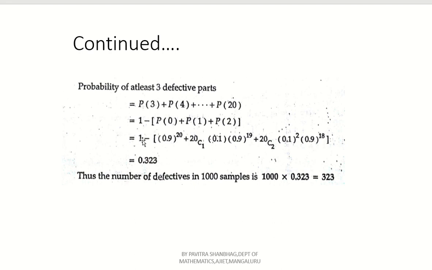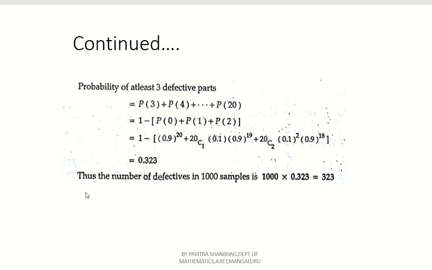So that we will get 1 minus, here 0.9 power 20 plus 20C1, 0.1 power 1, 0.9 power 19 plus 20C2, 0.1 power 2, 0.9 power 20 minus 2, that is 18. So which is equal to what? 0.323. So this answer we have obtained only for one sample.